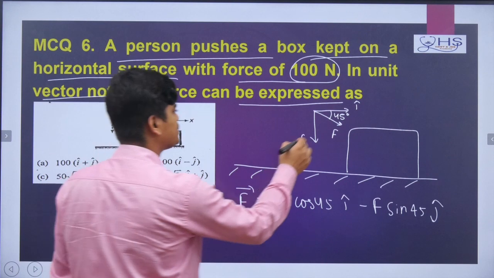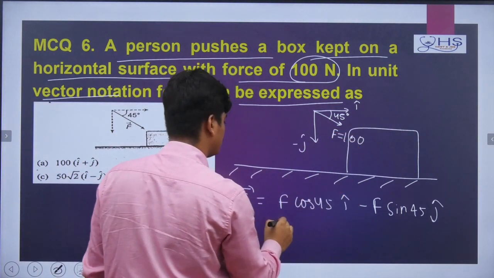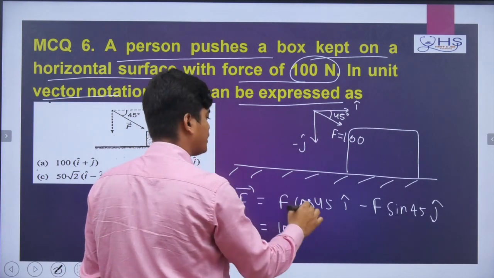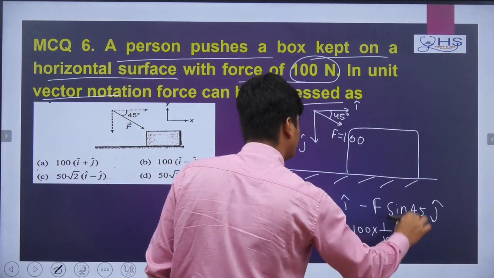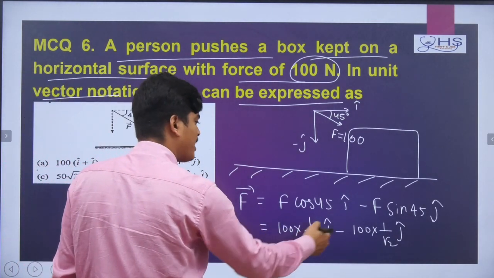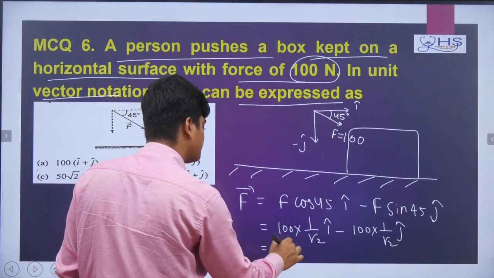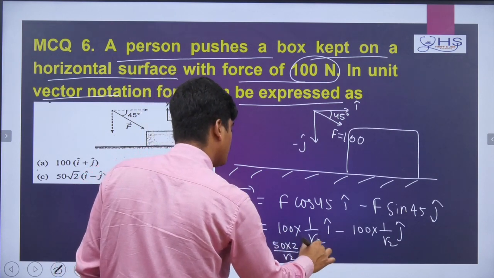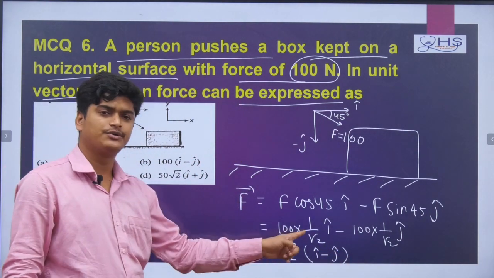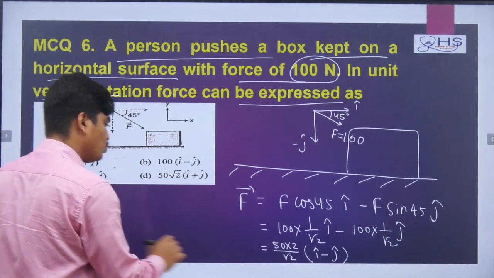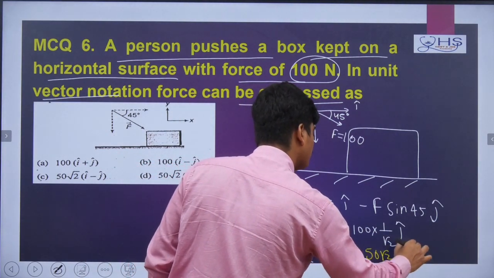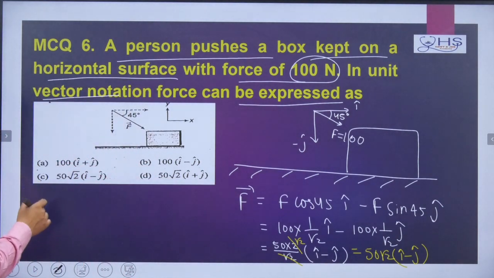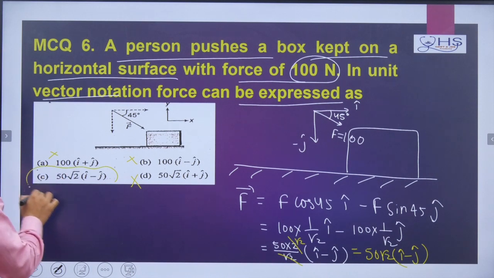And here this force magnitude is given as 100. So I can write 100 into 1 by root 2 i minus 100 into 1 by root 2 j. Now here I can take 100 by root 2 common, and 100 I can write as 50 into 2 by root 2. And here I can write i cap minus j cap. So 100 can be written as 50 into 2 divided by root 2. Now what will happen? This root 2 will cancel, so 2 by root 2 becomes root 2. So it will become total 50 root 2 into i cap minus j cap. So if you want to represent the force, you check the options. So definitely this is not correct. So this one is the correct option. Okay. So here 50 root 2 (i cap minus j cap).